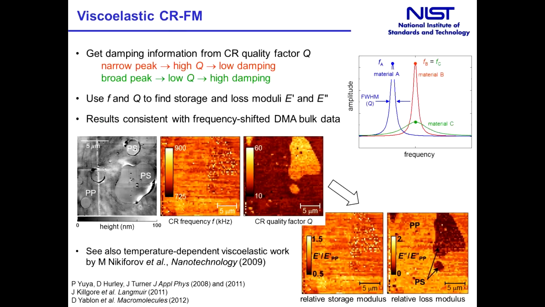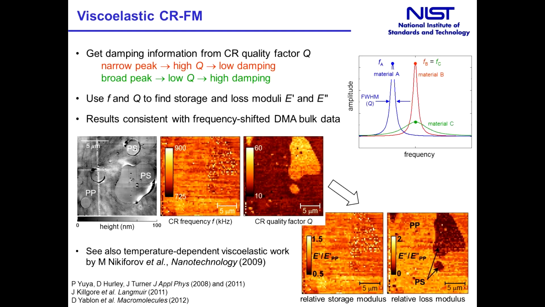So far, I've only talked about how to obtain elastic property information using the contact resonance frequency. We can also obtain viscoelastic information by measuring not only the contact resonance frequency, but also the quality factor Q. If we have a narrow contact resonance peak, we have a high value of the Q factor, and this indicates low tip sample damping. If we have a broad peak, the Q factor is low, and we have higher tip sample damping.